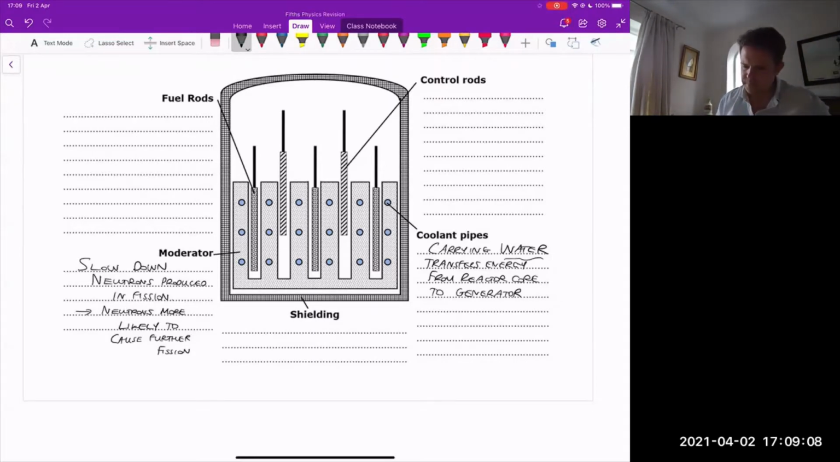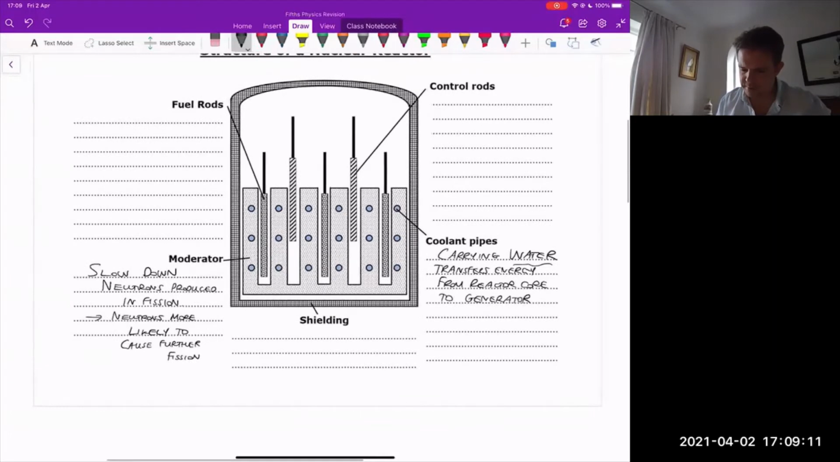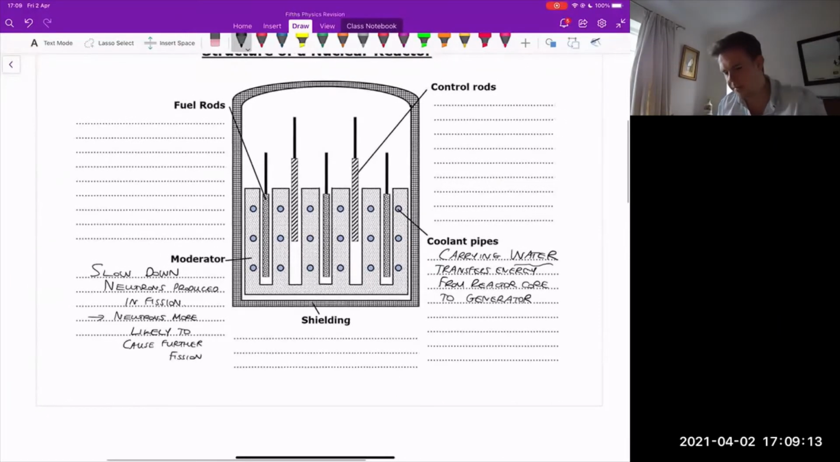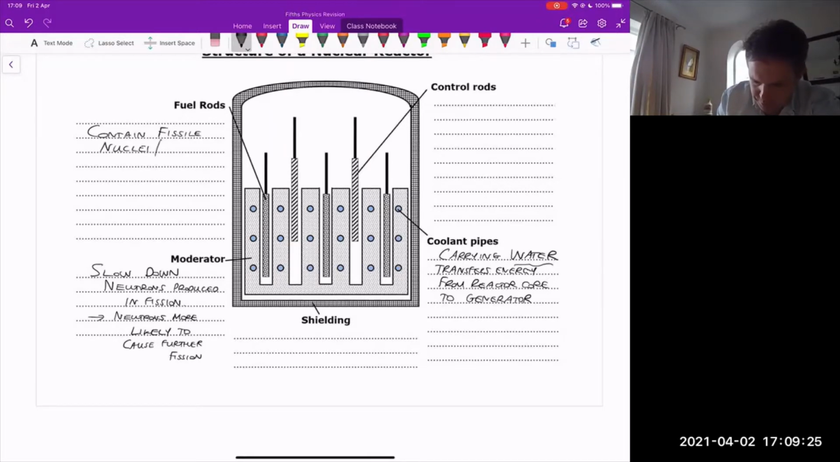The fuel rods, well, that's easy. The fuel rods you generally put in and leave there. They contain the fissile nuclei, or if you want to just call it the nuclear fuel, you can, i.e. uranium-235.